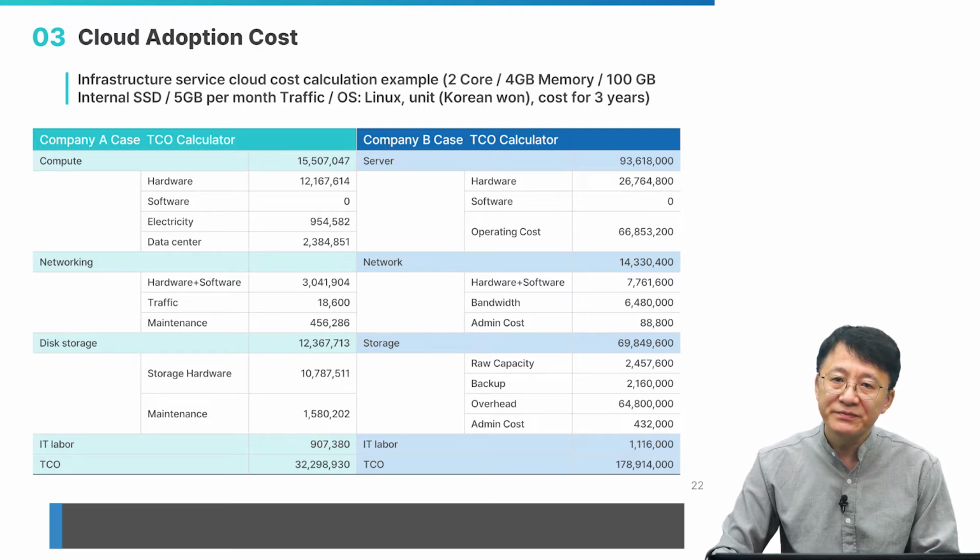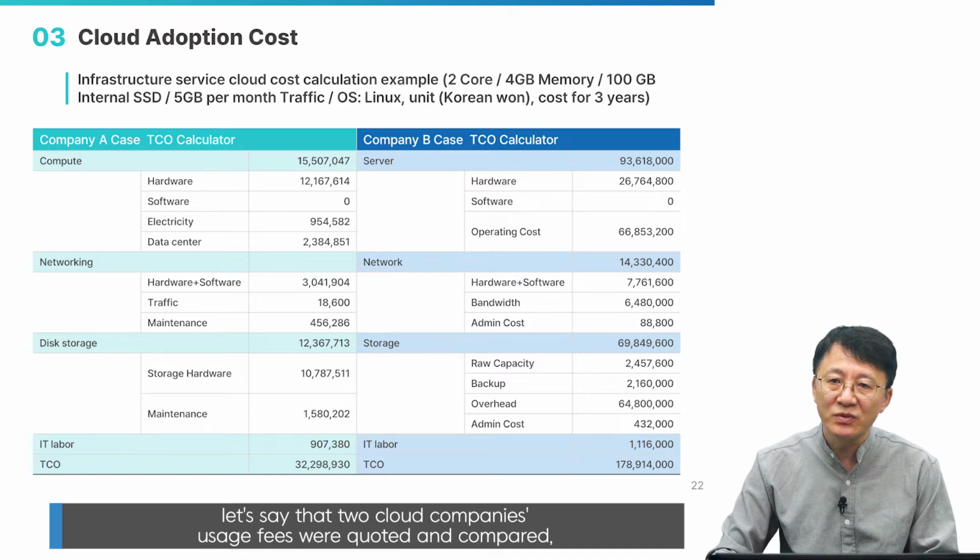For example, let's say that two cloud companies' usage fees were quoted and compared, and the results were as listed in the table. In this case, when it comes to hardware and infrastructure with the same specifications, it would be advantageous to choose a cheaper cloud.